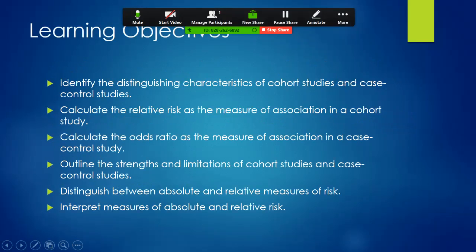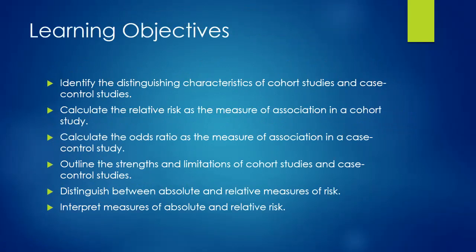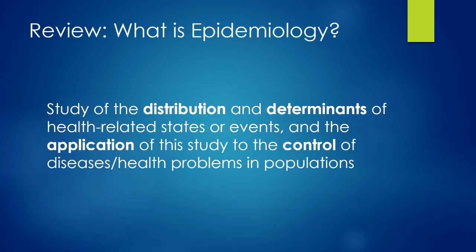Our learning objectives are to identify the distinguishing characteristics of cohort and case control studies, talk about the measures of association that we use in these two studies, the relative risk in cohort studies and the odds ratio in case control studies. We'll talk about the strengths and weaknesses of both study designs, and then distinguish between absolute and relative measures of risk and interpret measures of absolute and relative risk.